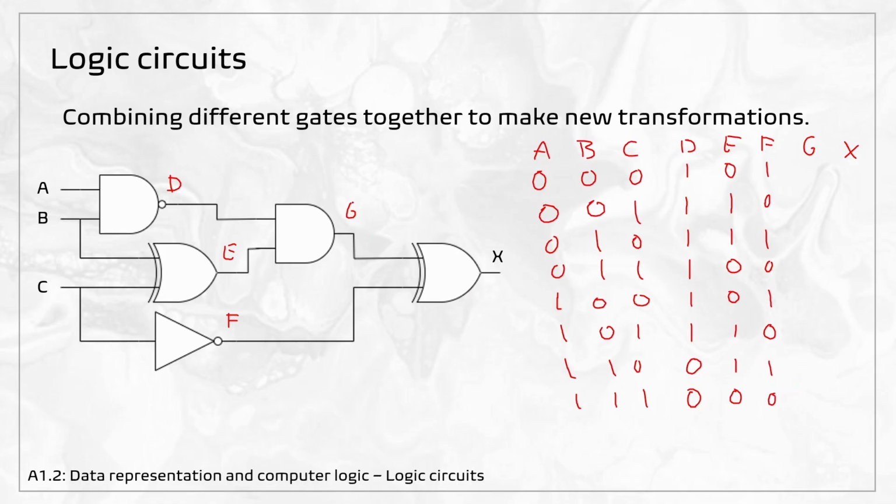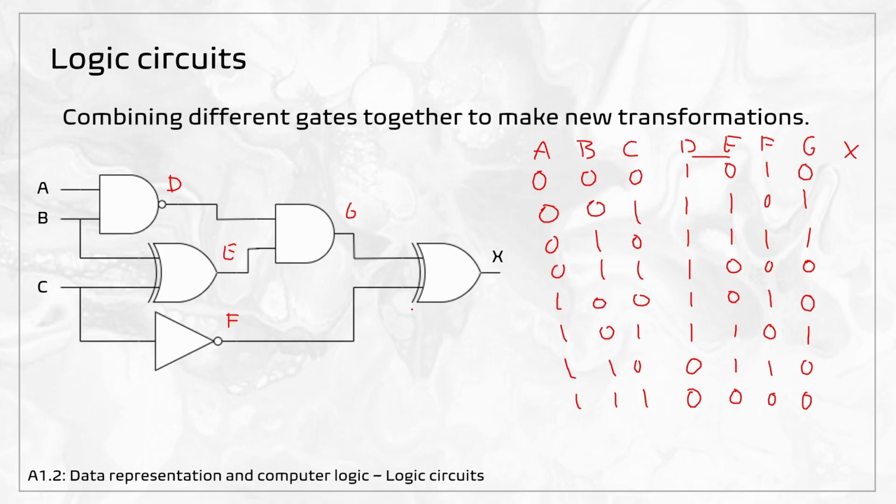Now let's work through G. G is just D and E. So we need to look at these two columns right here. So here, 1 and 0 is just going to be a 0. This will be a 1. This will be a 1. This will be a 0. This will be a 0. This will be a 1. This will be a 0. And this will be a 0.